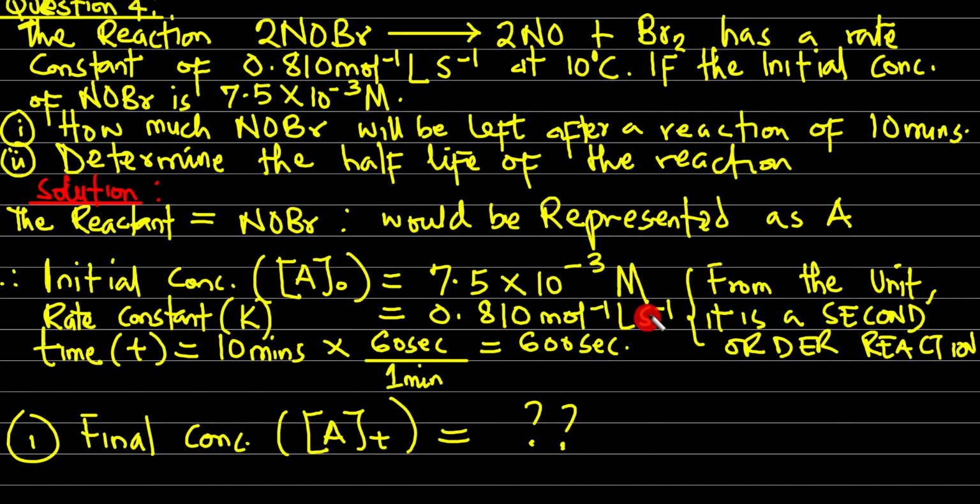What if this time here was in hours? We would have converted this minute to hours. What if this second here was in minutes? There will be no need to convert, we just use the 10 minutes. If you convert 10 minutes to seconds, that gives us 600 seconds. Alright, so let's proceed. So final concentration?